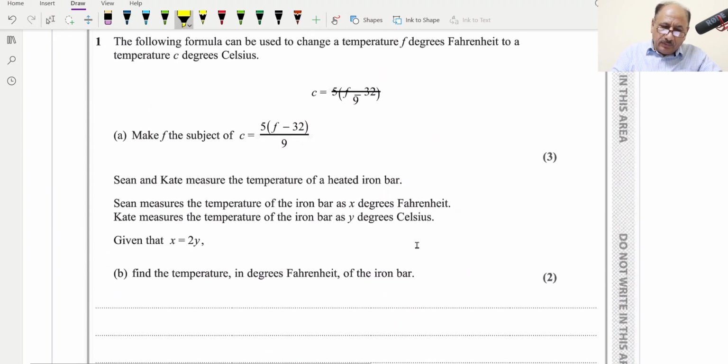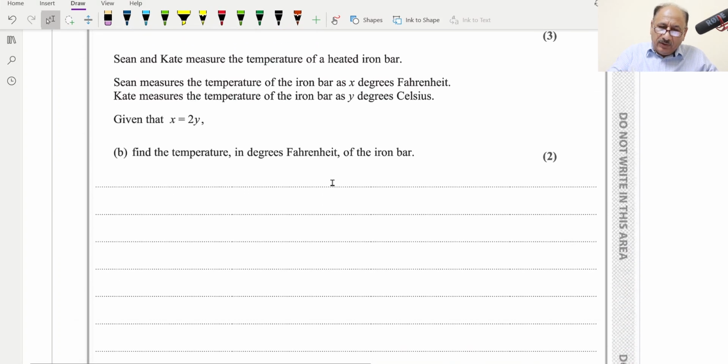Question number 1. The following formula can be used to change a temperature F degrees Fahrenheit to a temperature C degrees Celsius: C is equal to 5(F minus 32) over 9. Make F the subject. So we have to make F the subject. This is our part A.